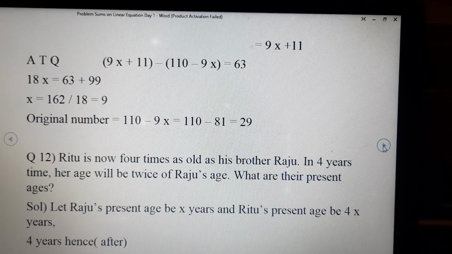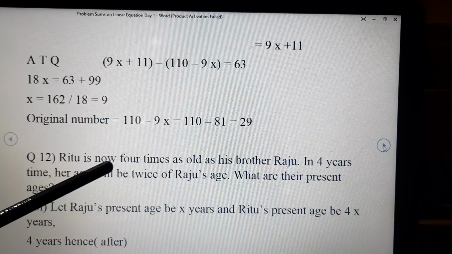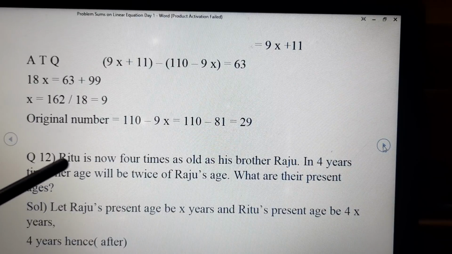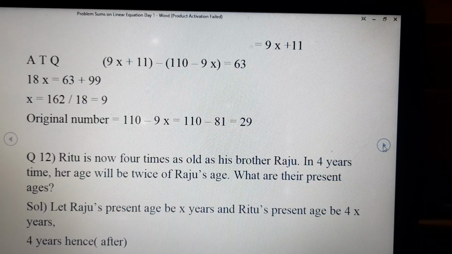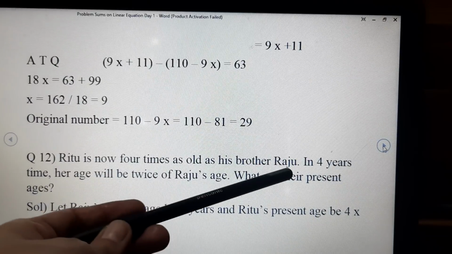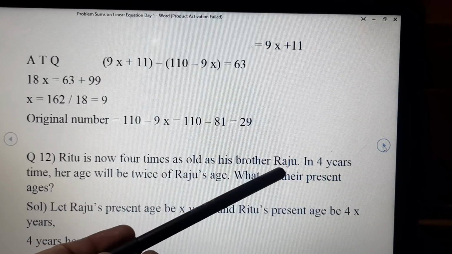Ritu is now 4 times as old as his brother Raju. Ritu and Raju, there are 2, brother and sister. And they are saying that Ritu is now, means present age, 4 times as old as his brother. Means Raju is younger and Ritu is elder than Raju. And how much? 4 times the age of Raju. So smaller quantity means Raju's age we have to consider.